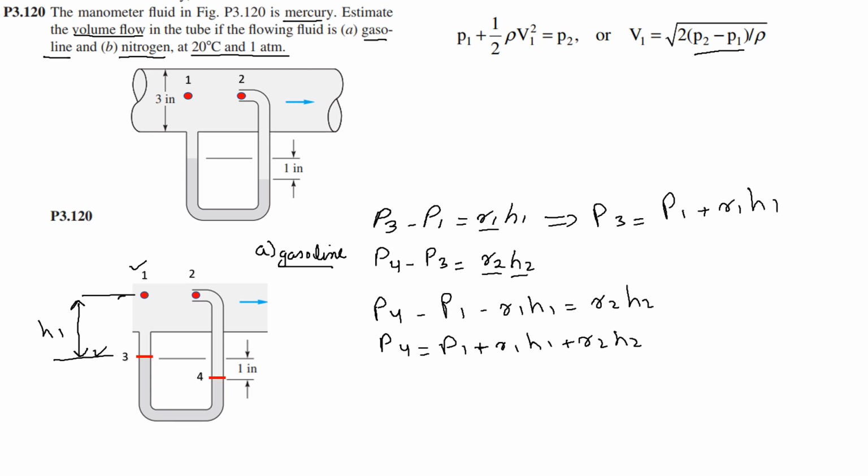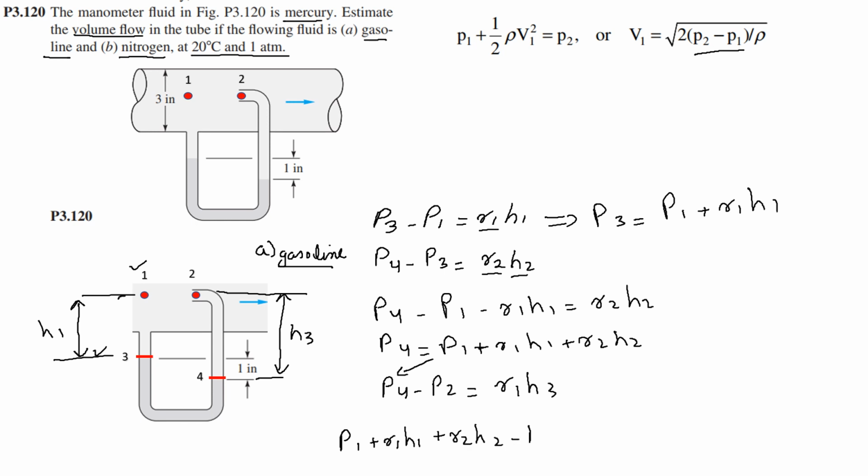So now from point 4 to point 2, we are going to write an equation for this. So P4 minus P2 is equal to gamma 1, because this is the same liquid that we used from point 1 to point 3, that's why I am using gamma 1, and this height will be called, let's say, H3, gamma 1 H3. So now writing the equation for P4 here, what we are going to get is P1 plus gamma 1 H1 plus gamma 2 H2 minus P2 is equal to gamma 1 H3.